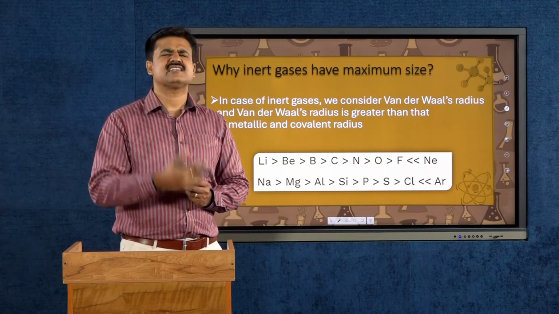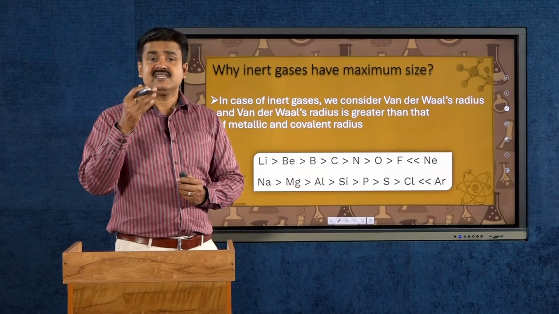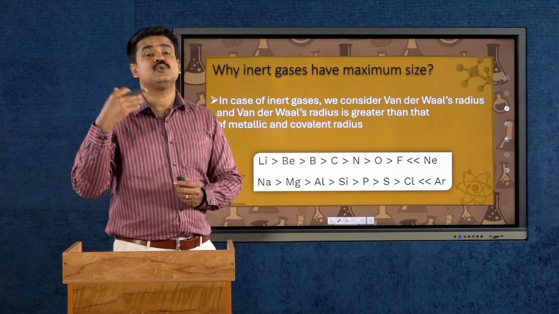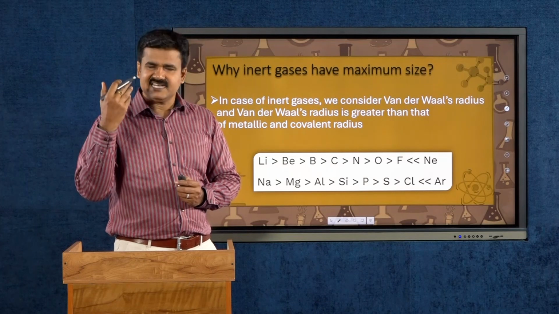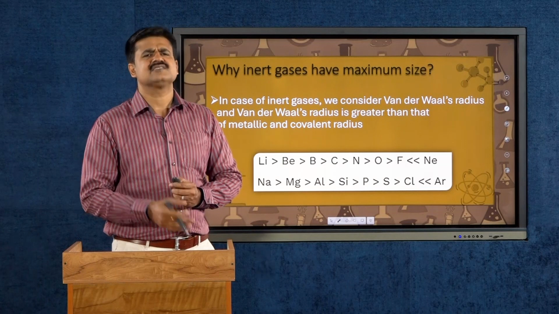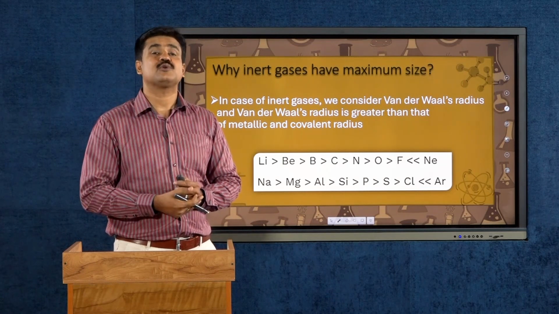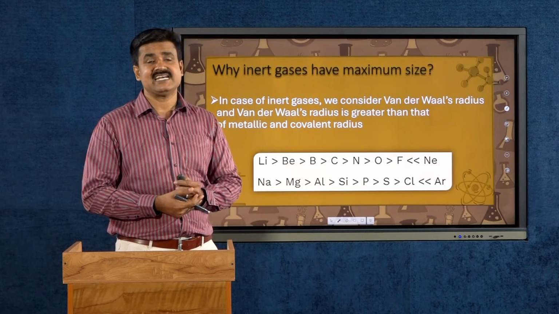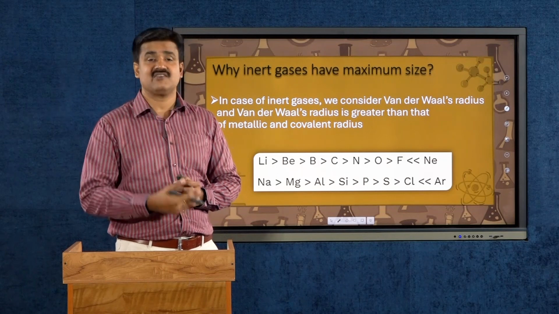See, if you are considering the case of the helium atom, helium cannot bond to any other helium atom because it is an inert gas or a noble gas with a stable electronic configuration. So helium atom is an individual atom. So you cannot calculate the covalent or metallic radius of helium atom. There is one and only radius, that is nothing but the van der Waals radius.